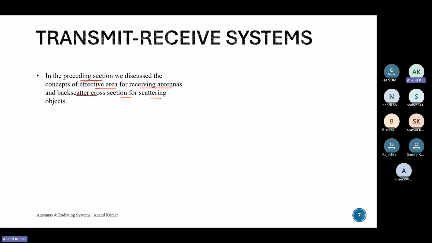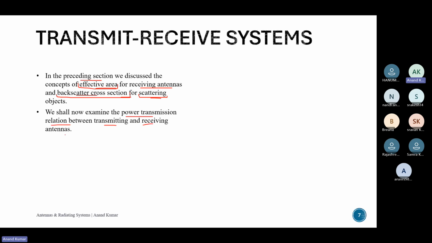So for receiving antennas, we had effective area, and in the previous class we saw backscatter cross section for scattering objects. Now we'll examine the power transmission relation between transmitting and receiving antennas. The first case we had just a transmitter. The second case we had receivers, and then we had some objects which were neither transmitter nor receiver; they were just scattering. Now we look at a system where we have a transmitter and a receiver, and they will send some signals, some will be reflected back.